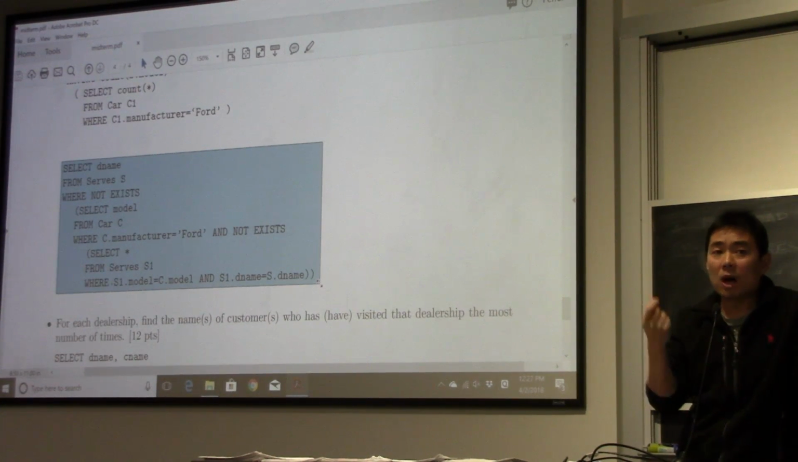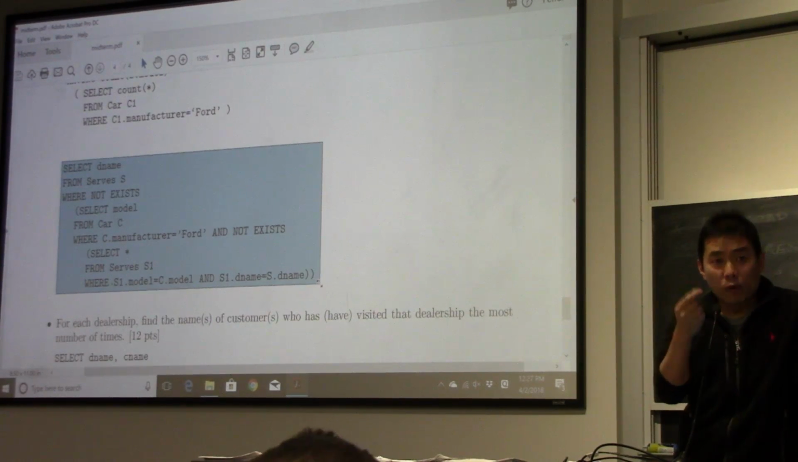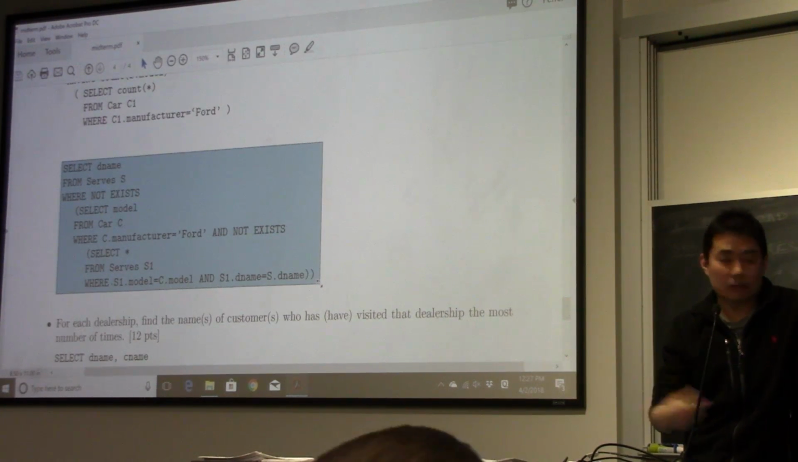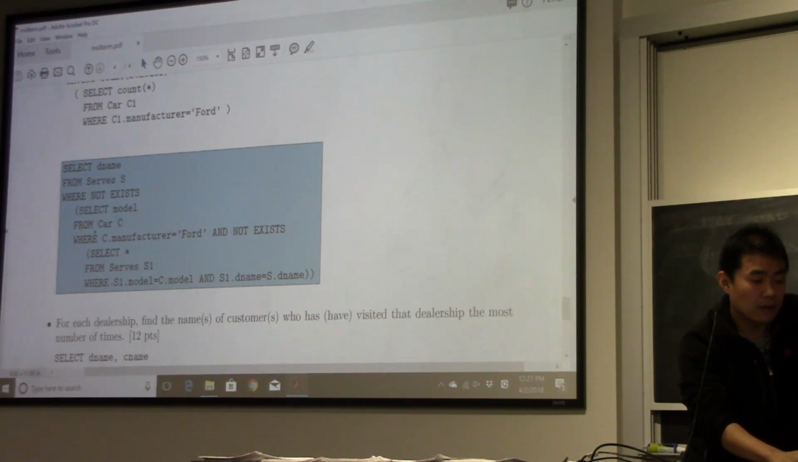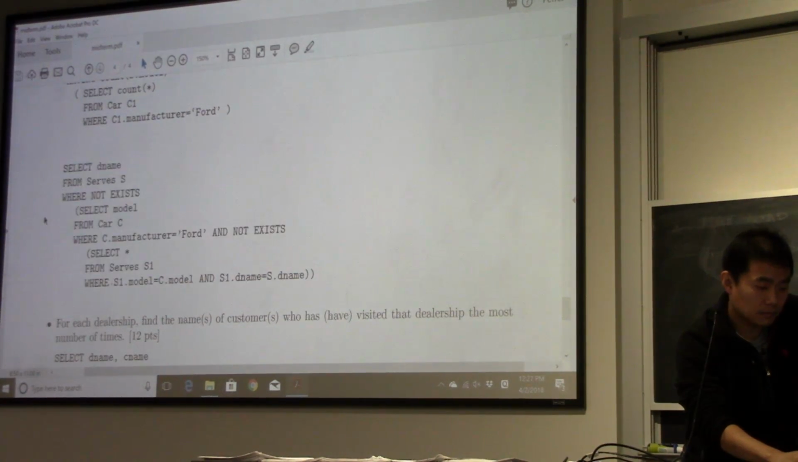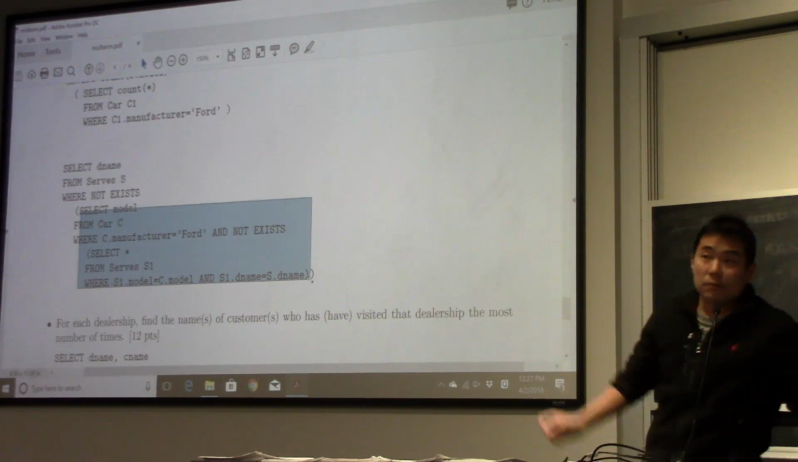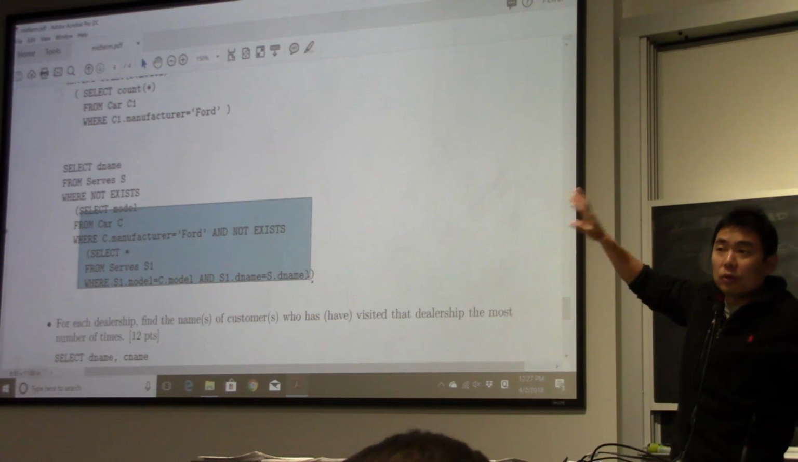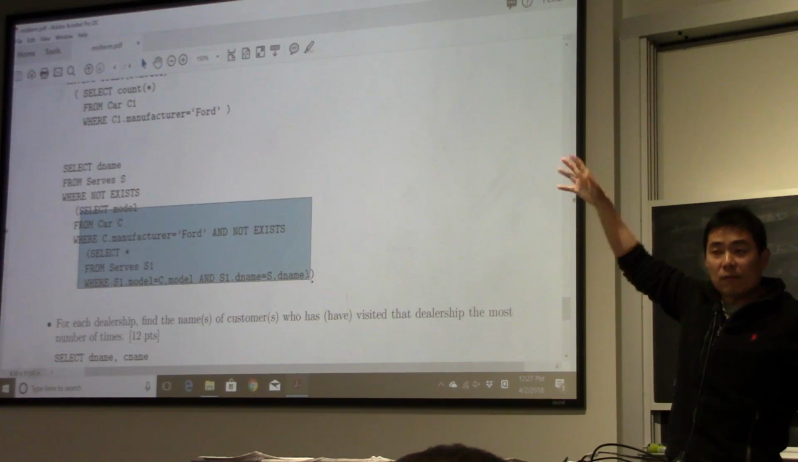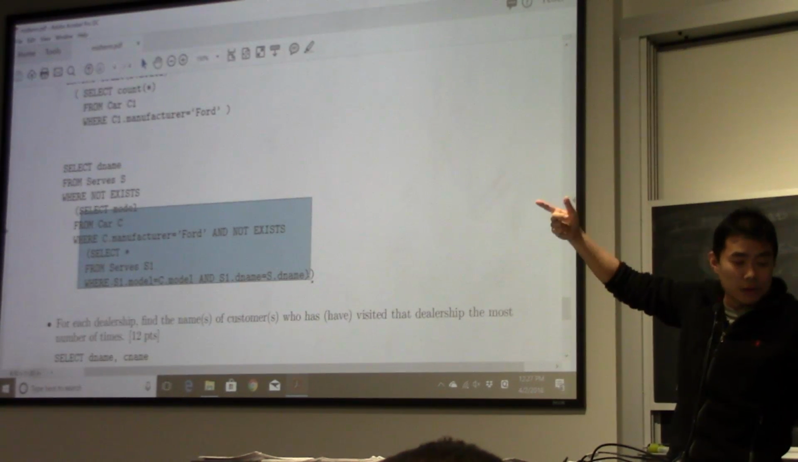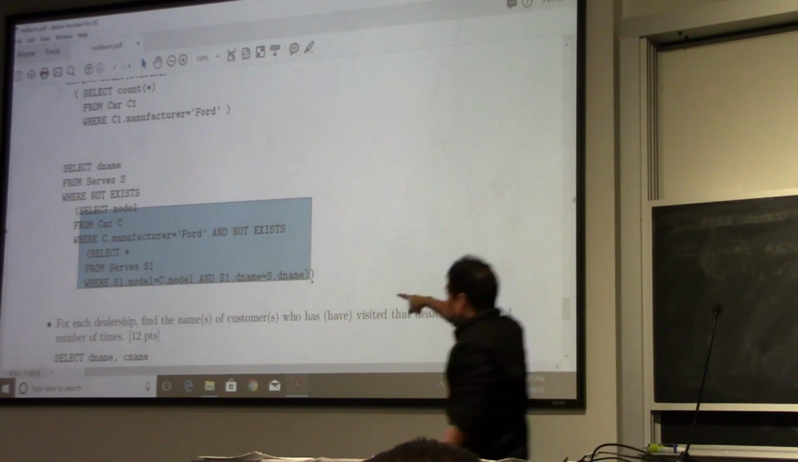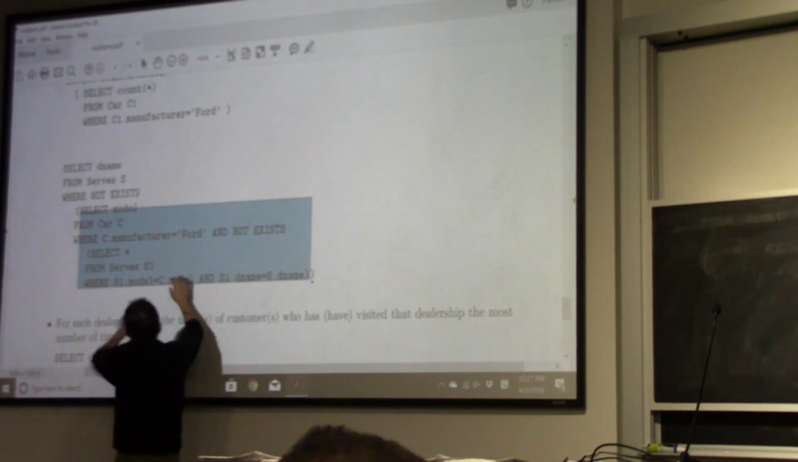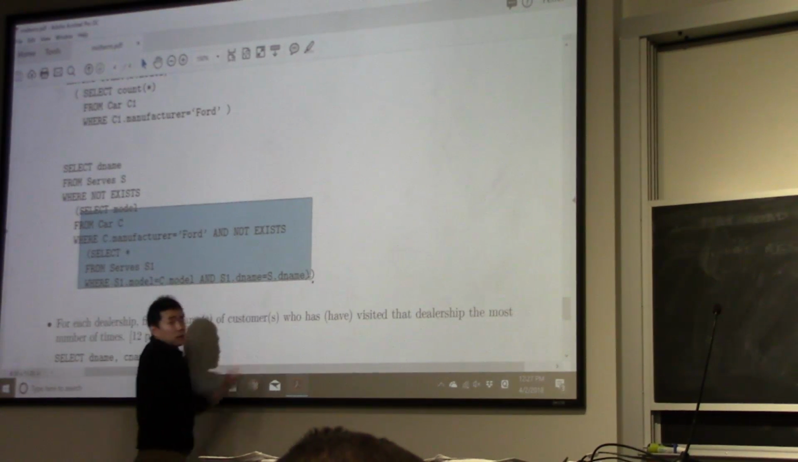So how do I find a model from Ford that he or she has not been serving? Well, that's easy. You select from cars, make sure the manufacturer is Ford. To show that a car from Ford is not served by the current dealer, all you need to show is there is no record in the serve table for this car for this dealer. That's it.